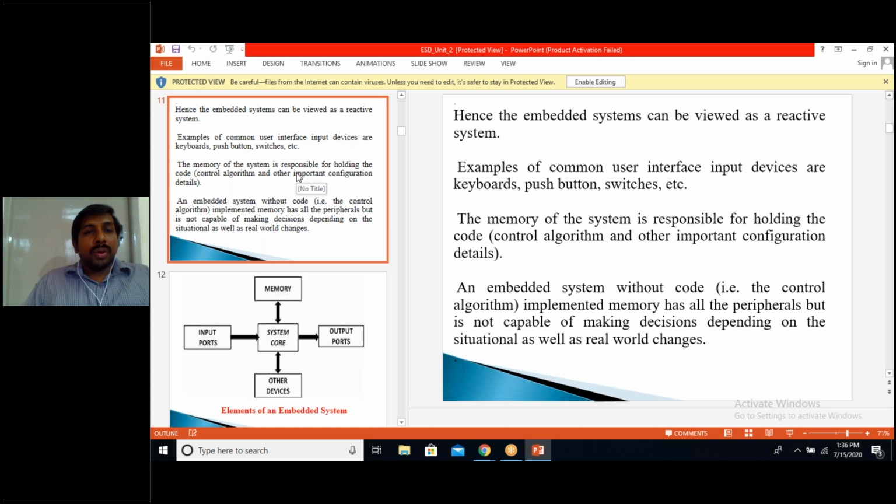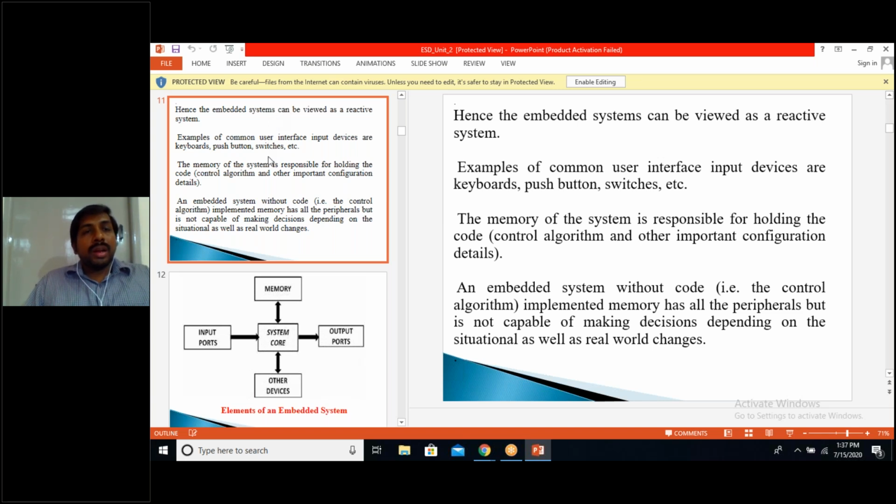So like that, based upon an input, it is controlling another output, and the input is sensed by sensors or any other images or textual way. Output can be any physical quantity. Thus embedded systems can be viewed as reactive systems. Real-time, reactive, microcontroller based systems.